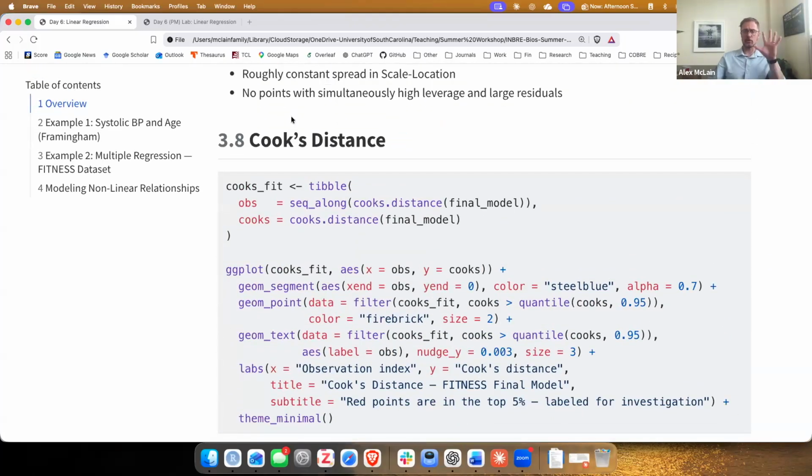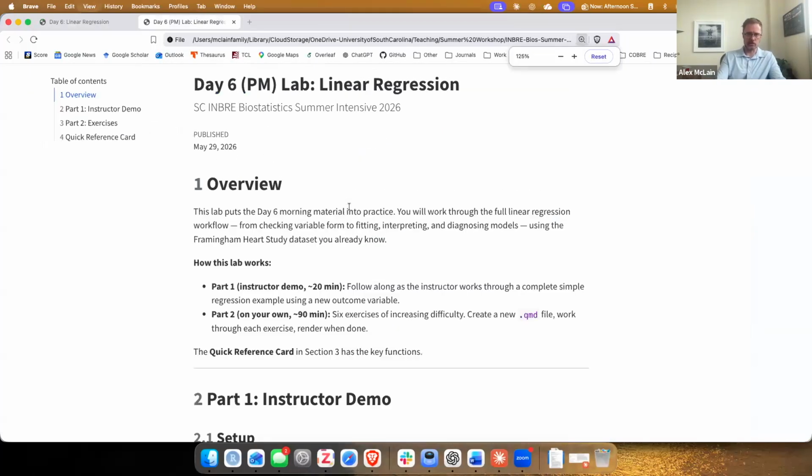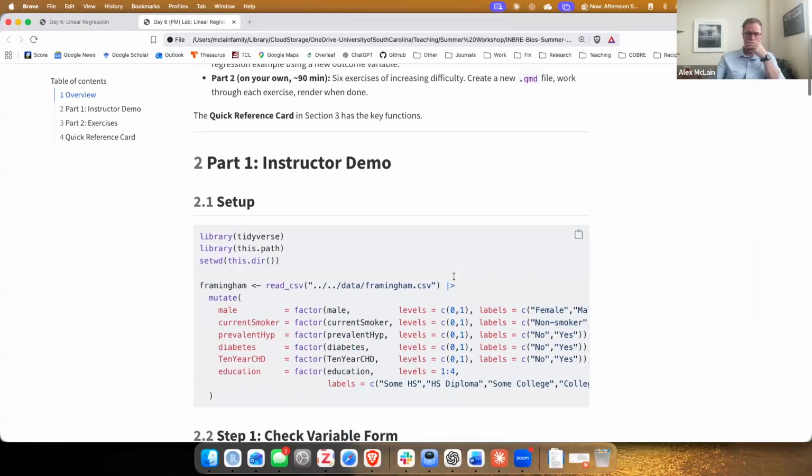or 3.5. We did go over 3.7 and 3.8. So those are the ones you're going to want to focus on when going back to the morning lab portion, excuse me, the morning exercises. Those sections are the ones to focus on.